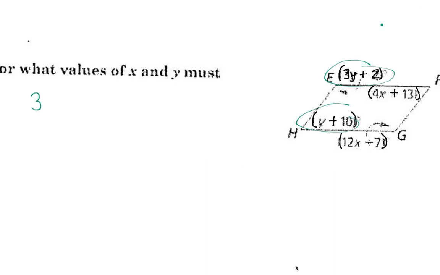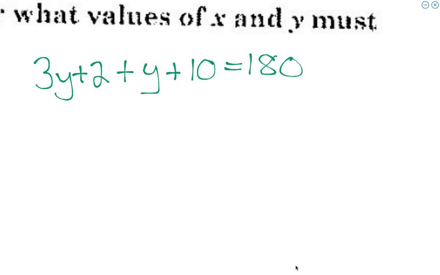So 3Y plus 2 plus Y plus 10 equals 180. That gives me 4Y plus 12 equals 180.